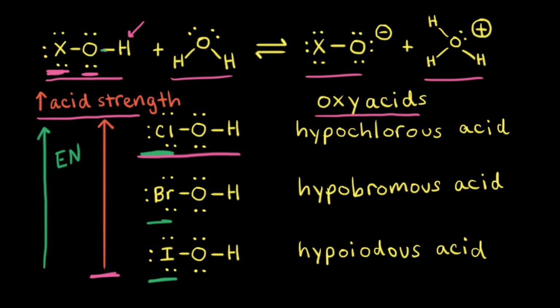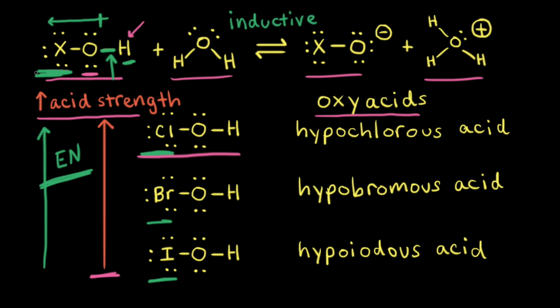So the polarity of this oxygen-hydrogen bond is affected by the presence of the halogen. As the electronegativity of the halogen increases, the halogen is able to withdraw more electron density away from the right side of the molecule. That increases the polarity of the OH bond and makes it easier to donate this proton. Therefore, as the electronegativity of the halogen increases, the acidity of the oxyacid increases.